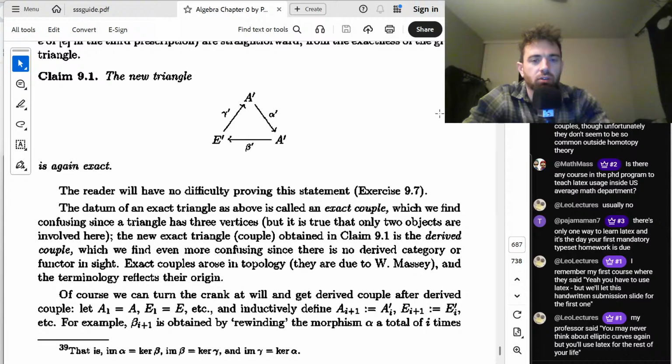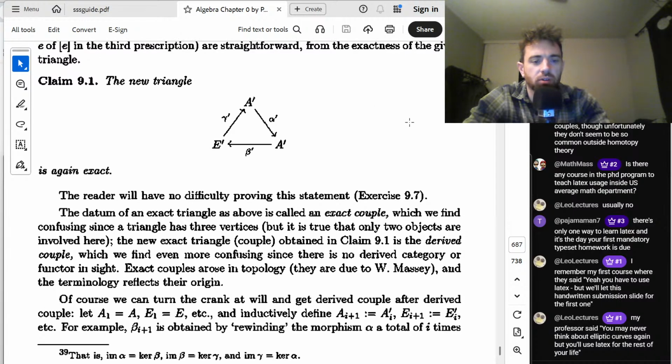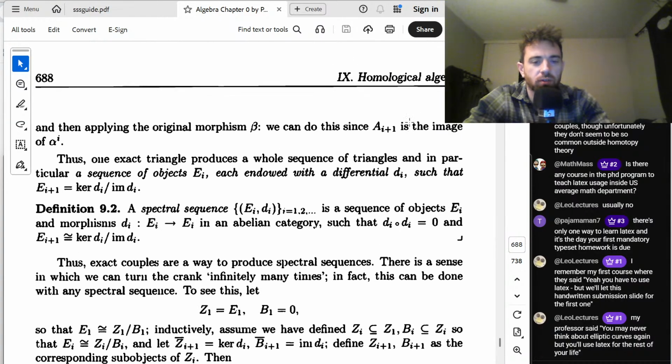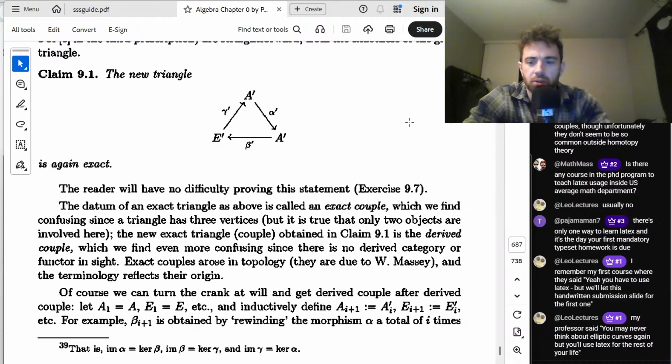Oh, it's unfortunate that the style of this PDF does that thing where it doesn't let you scroll across pages. It just instantly hops, which is going to be super annoying for us.